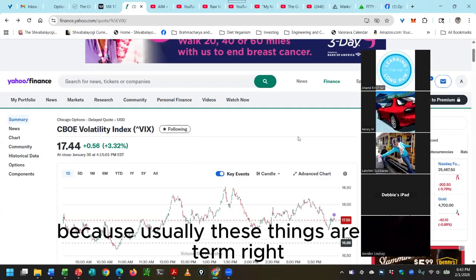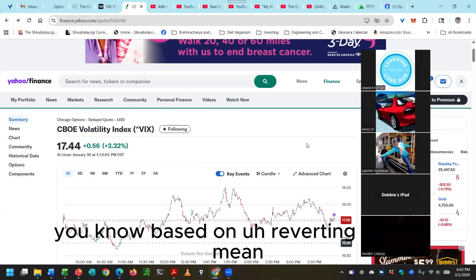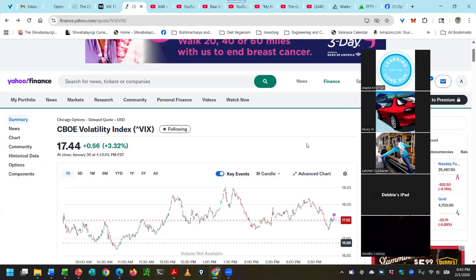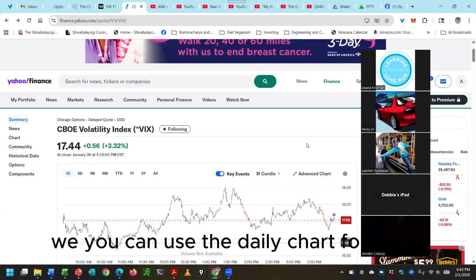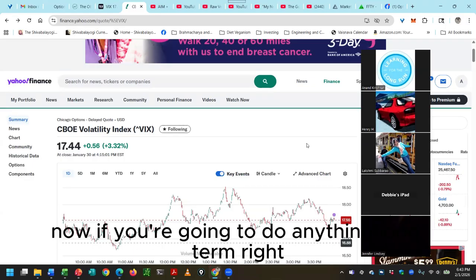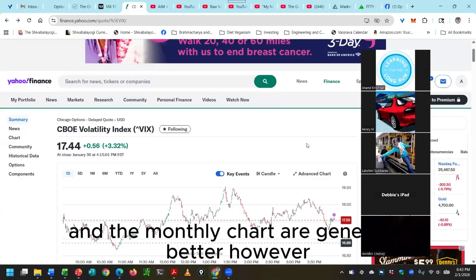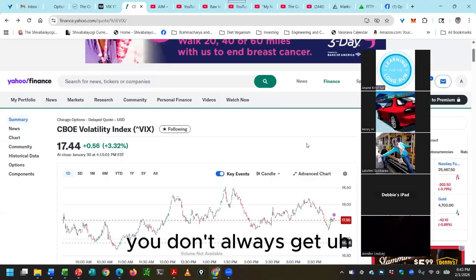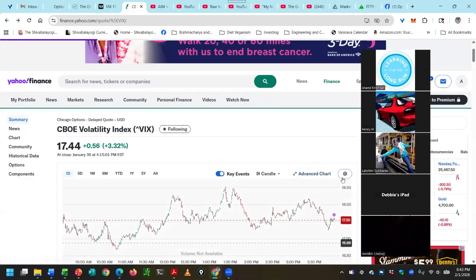Now, again, usually these things are short term. These protections, so to speak, the put protections and even short-term calls, based on reversion to the mean, are usually going to be short-term positions. Because they are short-term positions, you can use the daily chart for those. Now, if you're going to do anything long-term, the weekly chart and the monthly chart are generally better. However, you don't always get buying opportunities there. So that's another thing I will say as well.